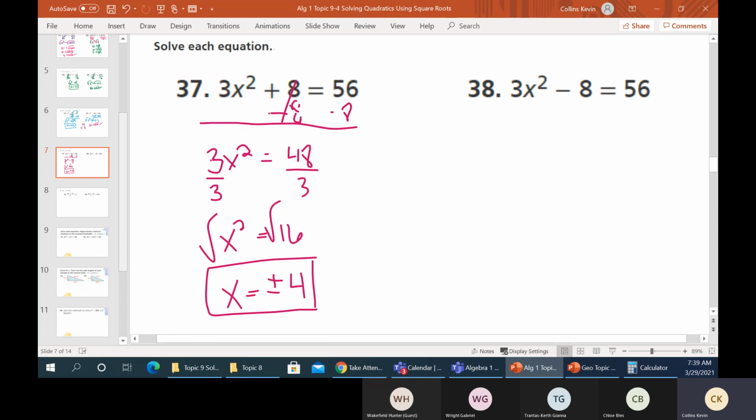So this is an awful lot like the last set of problems where one was plus and one was minus. So we kind of got the same vibe going on here, right? So this time, instead of subtracting the 8, we're going to add the 8, right? So we're going to add 8 here, and we're going to add 8 here. Okay? So if we do that, then this goes away. This is going to give us 64. So I've got 3x squared equals 64.